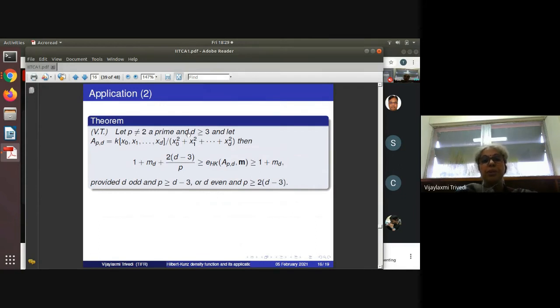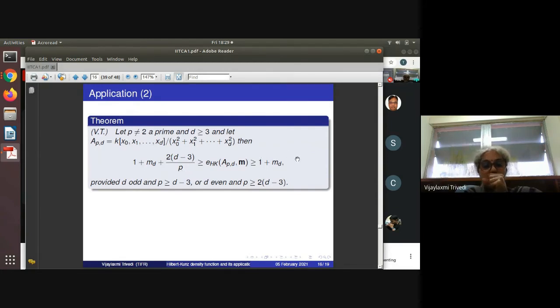So now you have this quadric hypersurface. If I put some condition on p, like p greater than or equal to d minus 3 if d is the dimension, if d is odd, and if d is even, then put p to be greater than or equal to 2d minus 3. So these are conditions on p. In that case, the first part of the conjecture of Watanabe-Yoshida does hold, which says that e_HK of the quadric hypersurface is indeed bounded by this number 1 plus m_d. Not only that, it's bounded above by this number 1 plus m_d to 2d minus 3 upon p.